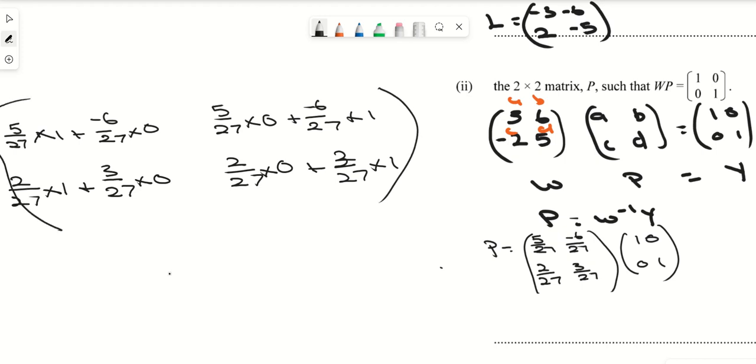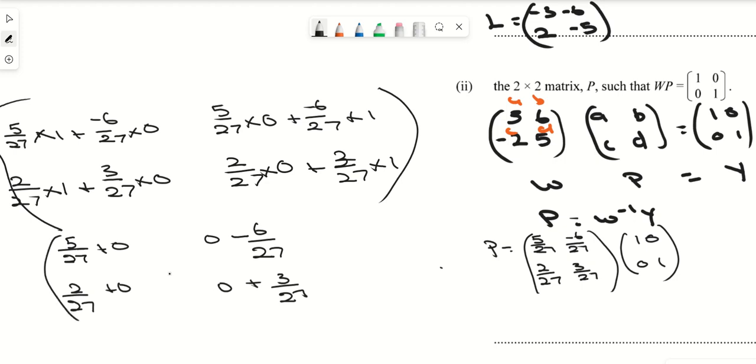And then we're going to add this up. So 5 over 27 multiplied by 1 is 5 over 27 plus 0. Anything multiplied by 0 is 0. 5 over 27 multiplied by 0 is 0. Minus 6 over 27 multiplied by 1 is minus 6 over 27. Then we have 2 over 27 multiplied by 1 is 2 over 27 plus 0. Then we have 0 plus 3 over 27.